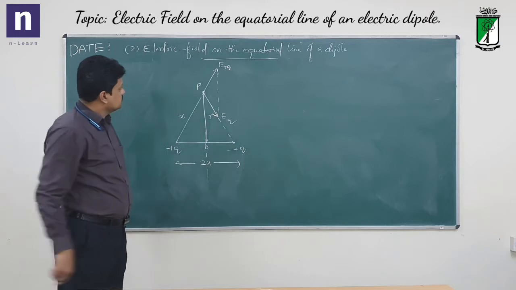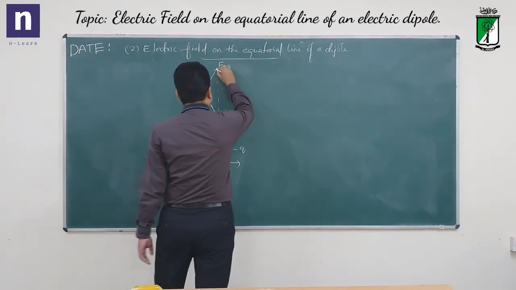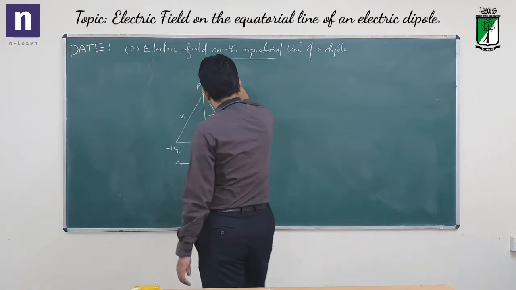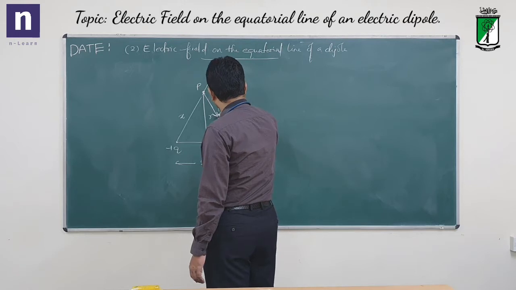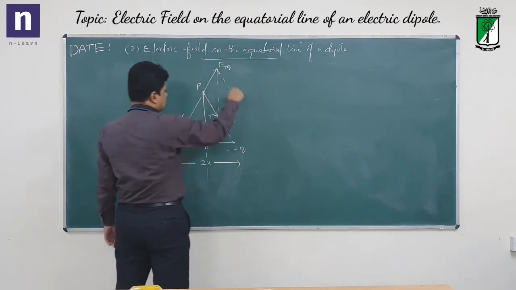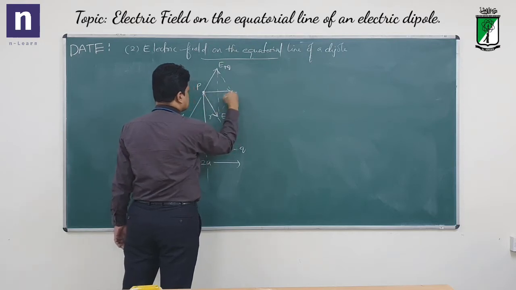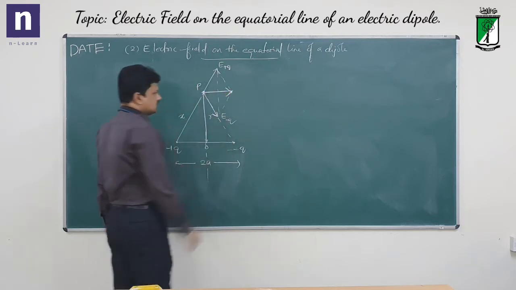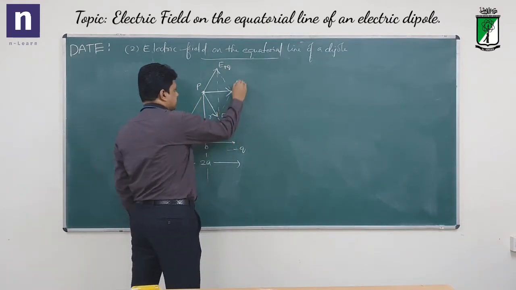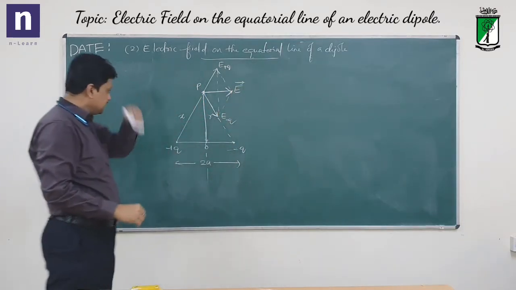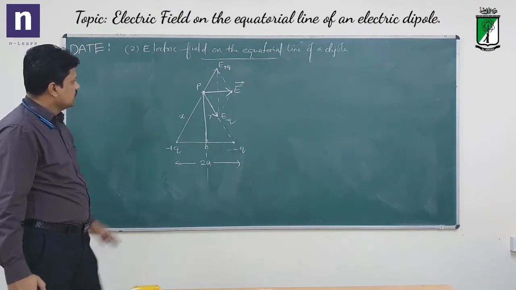Now, what is the resultant of these two? Of course, by using the parallelogram law of vector addition. So according to the parallelogram law, if I complete a parallelogram with these two vectors, then here is the resultant. So this is the resultant electric field, which is E. So net electric field at P is E, which is the vector sum of E plus Q and E minus Q.